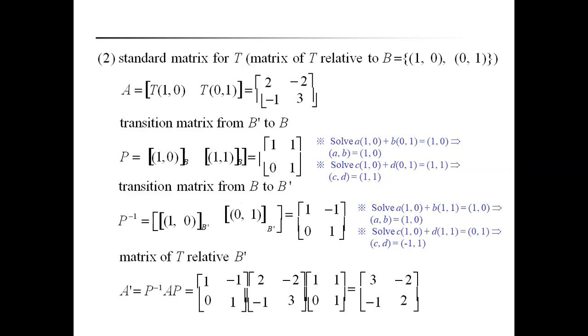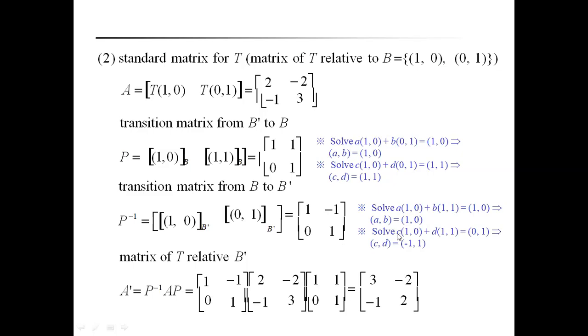Similarly, find the P inverse. P inverse is the transition matrix from B dash to B. Taking the vectors of B, (1, 0) and (0, 1), relative to the basis B dash. Therefore, write A into (1, 0), B into (1, 1), that is equal to (1, 0). Therefore, here we get (1, 0).